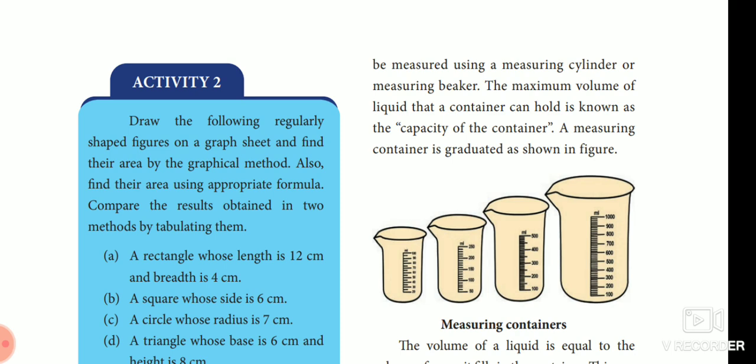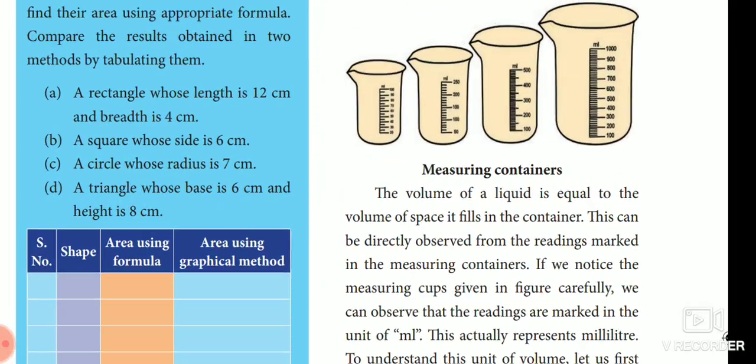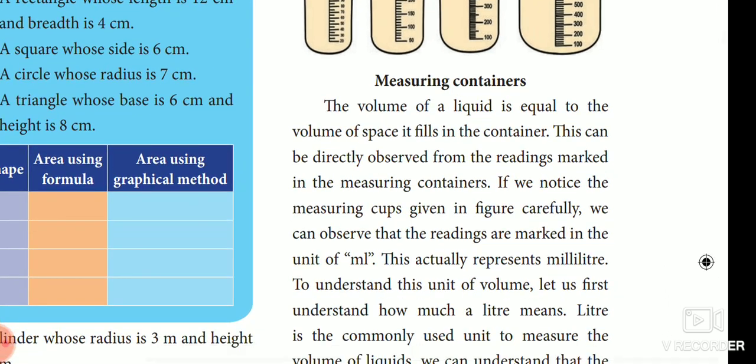Okay. The volume of a liquid is equal to the volume of space it fills in the container. ஒரு திரவத்தினுடைய கன அளவு அந்த அளந்து கொள்ளக்கூடிய அந்த கலனில் அது எவ்வளவு அடைக்கிறதோ அந்த இடத்தை பொறுத்து இருக்குது. சரியா? அந்த அடைத்துக்கொள்ளும் இடத்தை தான் குறிப்பிடுகிறது.